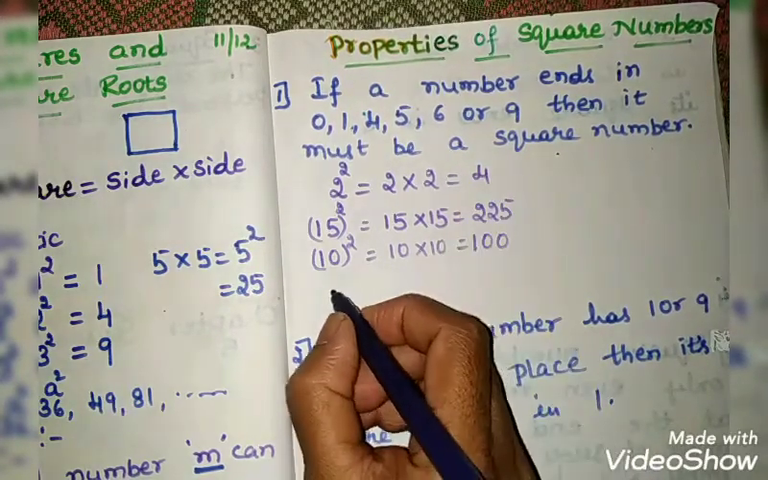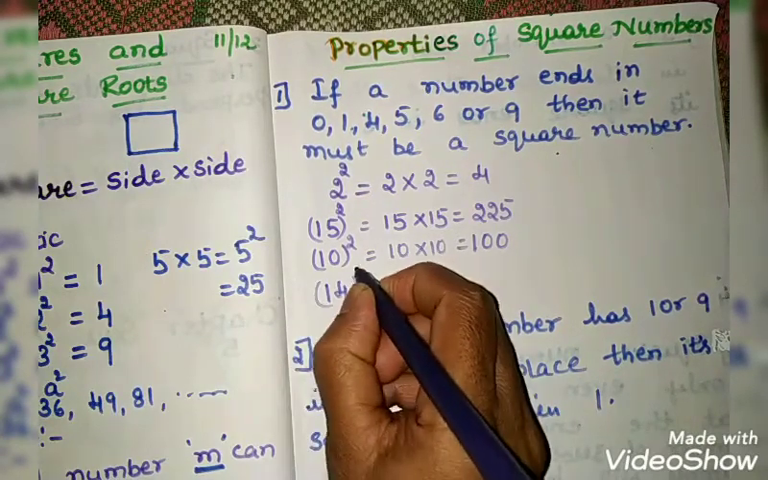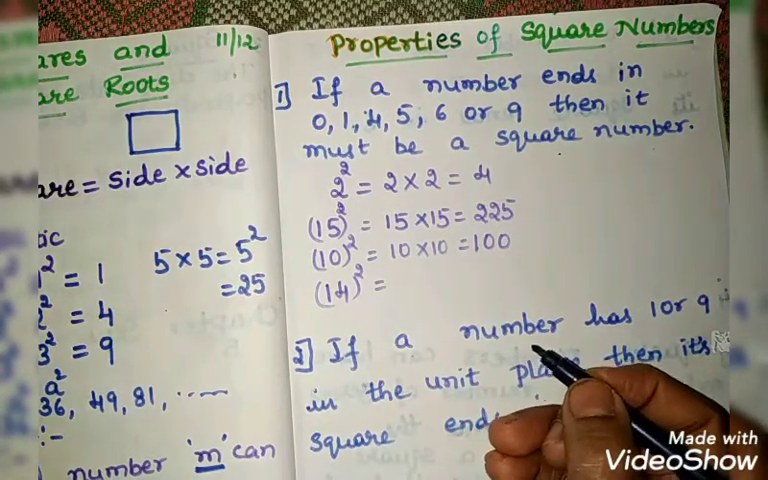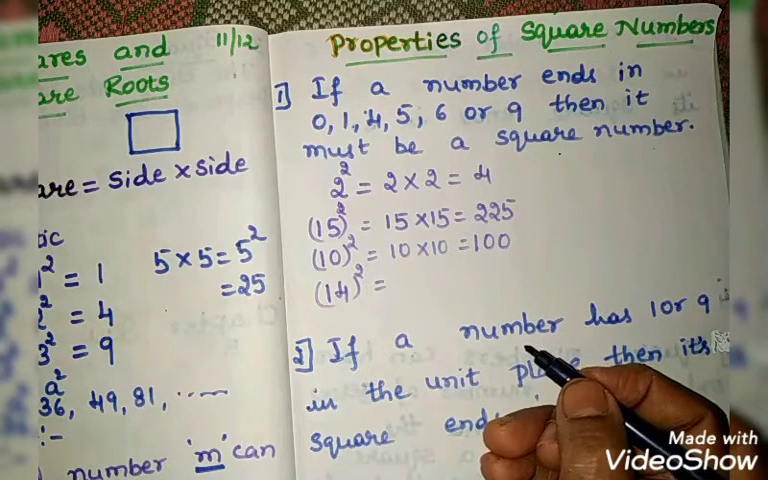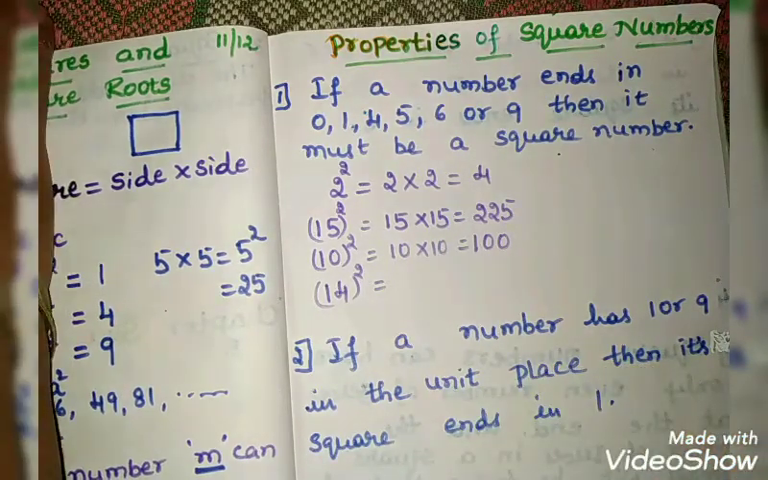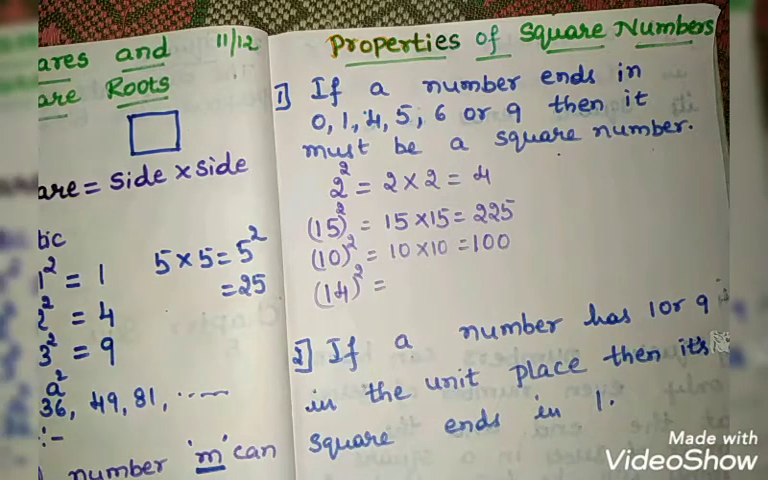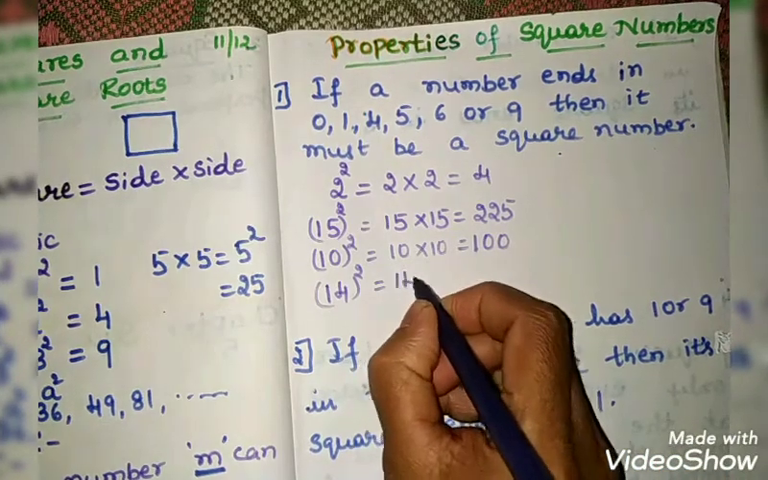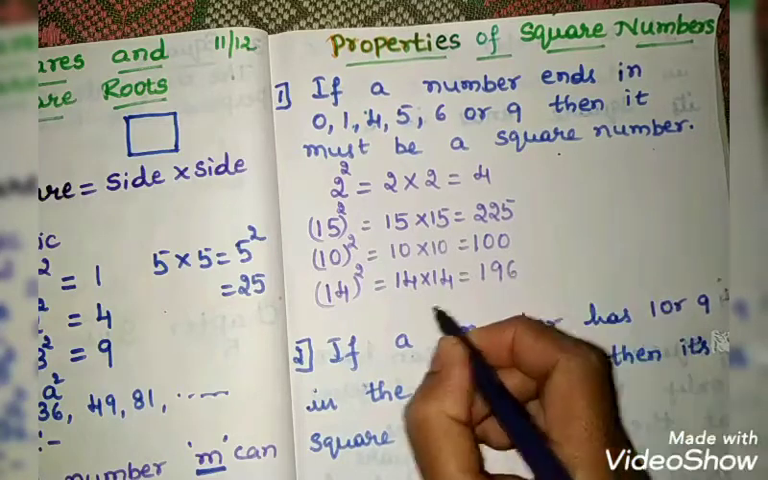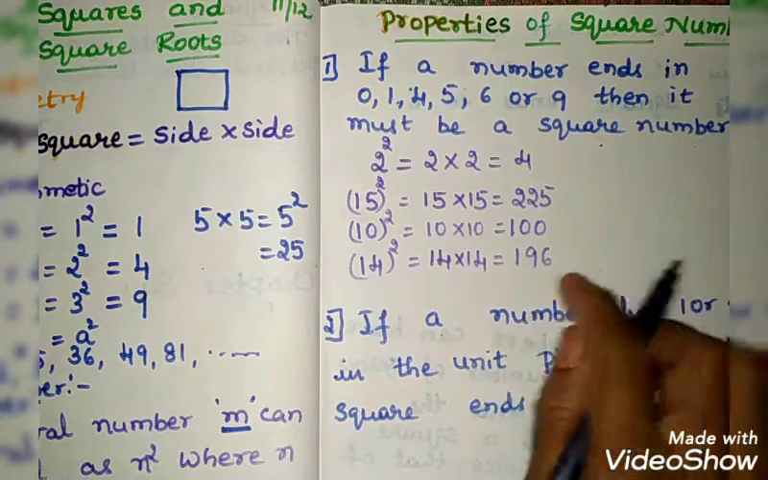For example, I will take 14. Okay. 14 square. What about 14 square? 14 square means that it is 14 into 14, children. Yes, 14 into 14. So what it is now? Let us write 14 into 14. That is 196. Simple multiplication. That's all. 14 into 14, 196. Ends with the 6.